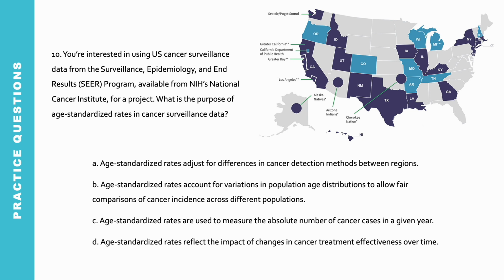You're interested in using U.S. cancer surveillance data from the Surveillance Epidemiology and End Results (SEER) program available from NIH's National Cancer Institute for our project. What is the purpose of age-standardized rates in cancer surveillance data? Age-standardized rates adjust for differences in cancer detection methods between regions. Age-standardized rates account for variations in population age distributions to allow fair comparison of cancer incidence across different populations. Age-standardized rates are used to measure the absolute number of cancer cases in a given year, or age-standardized rates reflect the impact of changes in cancer treatment effectiveness over time.